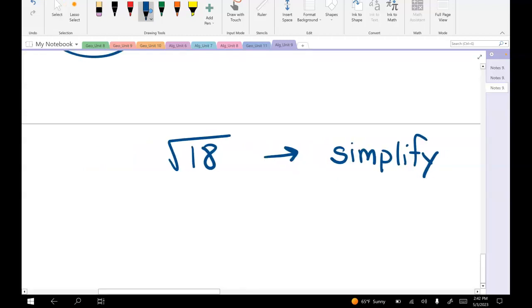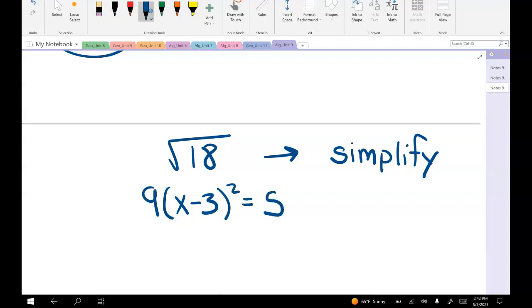If you have a number that's in front of your parentheses, x minus 3 squared is equal to 5, I'm going to make it equal to 18. Your first step is to divide by 9 on both sides. Never do any distributing. You should not distribute at all in this homework assignment. Your first step is divide by 9. Since we can't add or subtract anything, then we move on to our dividing piece.